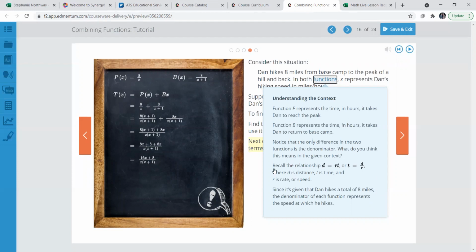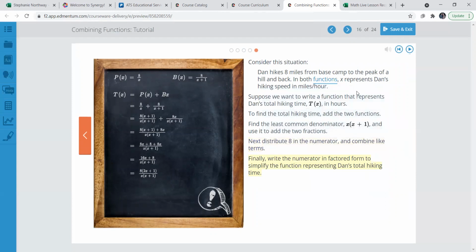So we recall the relationship between d equals rt, or t equals d divided by r. And again, this is distance, time, rate, or speed. So then we have to figure out, since it's given that Dan hikes a total of 8 miles, the denominator of each function represents the speed. So we want to figure out how long it takes him, basically.